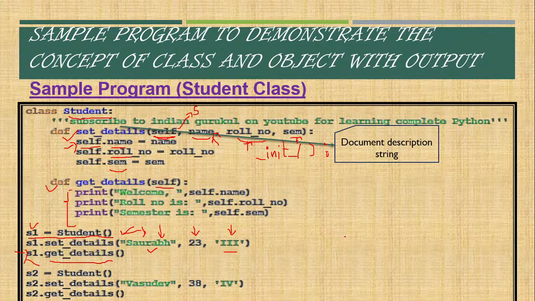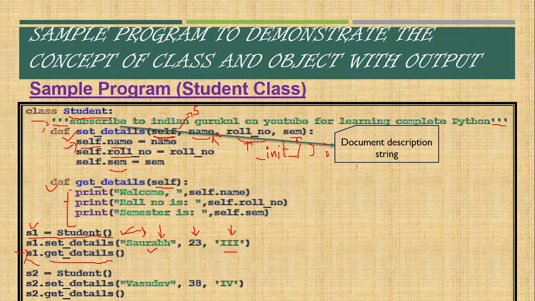This was our student class, and this statement is known as the document description string. It is basically a string with three inverted commas. If we have a particular string just below the name of the class, as the first line, then this string will be the document string, describing our document. So this is the document description string.